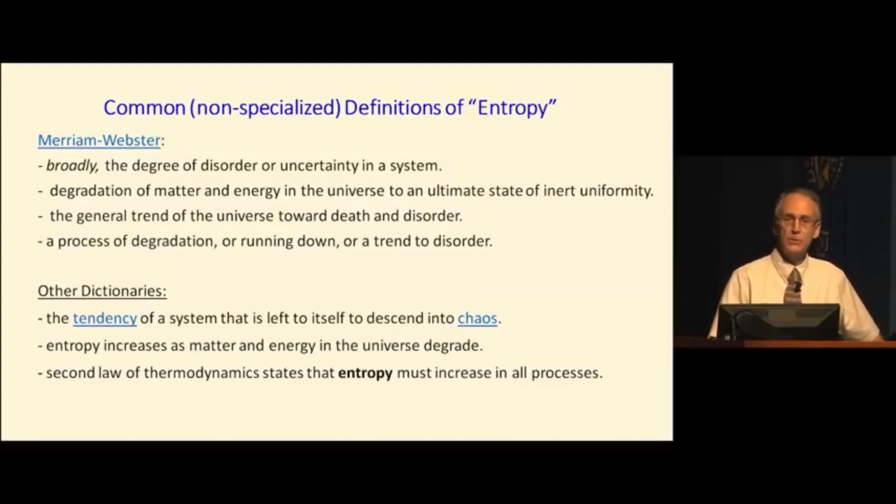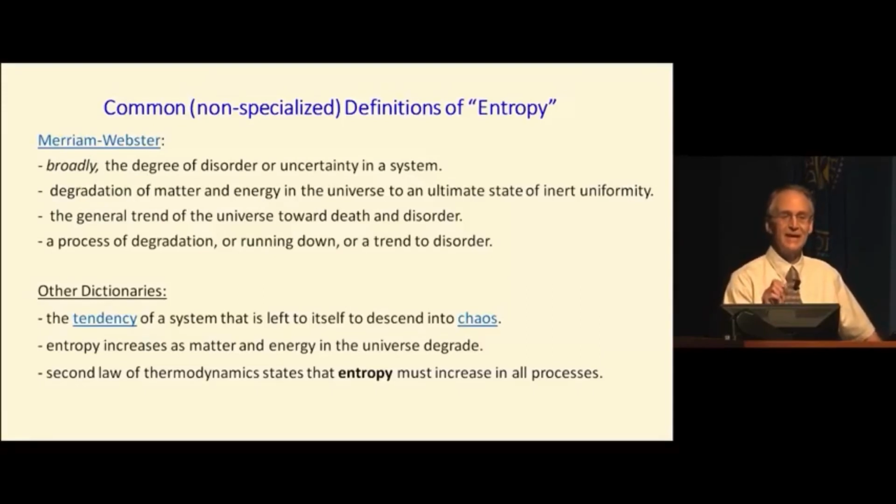And so people say, well, you have to use that terminology. But actually, I'm using entropy in the generic sense, or in the common sense of the word, and I'm using it correctly. For example, the Merriam-Webster dictionary says broadly the degree of disorder or uncertainty in a system. They also say it can mean degradation of matter and energy in the universe to an ultimate state of inert uniformity, or the general trend of the universe toward death and disorder, or a process of degradation or running down, or a trend of disorder.